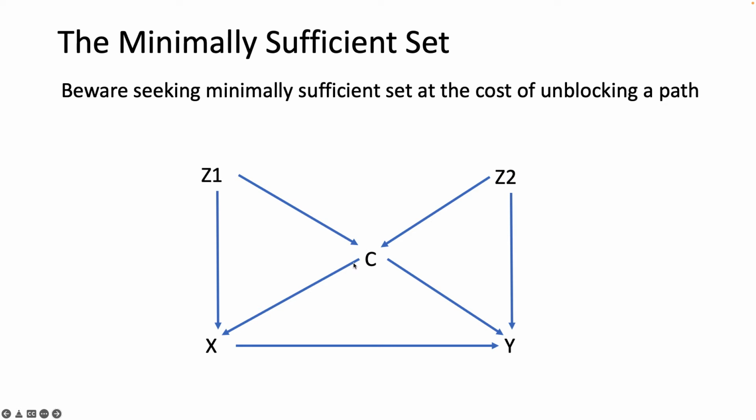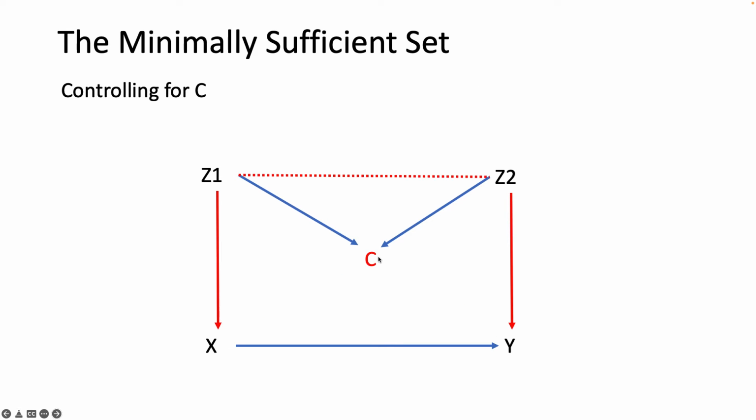But something we talked about before is that conditioning on that would create a backdoor path. So the minimally sufficient set, where confounding paths are blocked and we didn't create any bias, would actually be conditioning on C and one of the other variables, so Z2 or Z1. And yeah, I hope that was helpful.